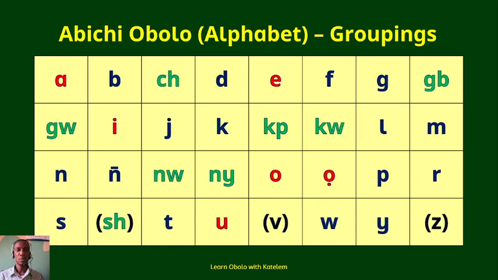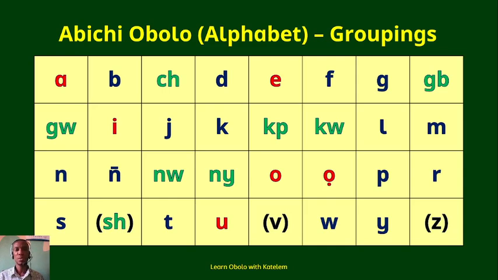We say we are going to group the letters into four for the purpose of our lessons and classes. The red letters are vowels, the blue are consonants, the green are digraphs. Digraphs are part of consonants, but for the purpose of our lesson, we are going to split them. Then the letters in black are dialect-specific letters. You have them in some dialects, you don't have them in other dialects. You can also see we put them in brackets. The letters in brackets are dialect-specific.